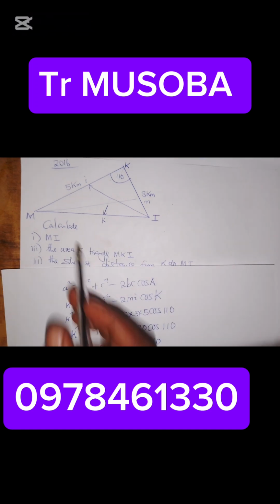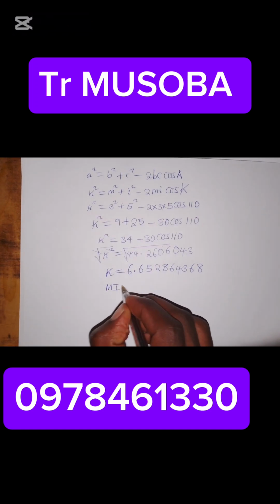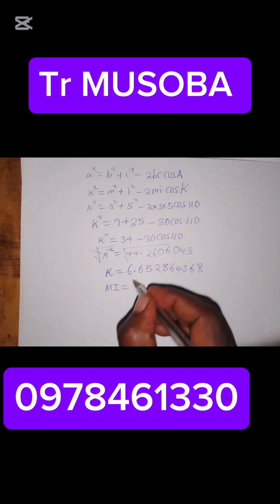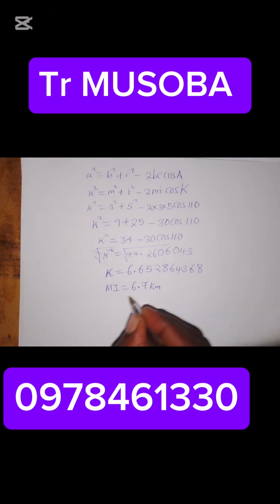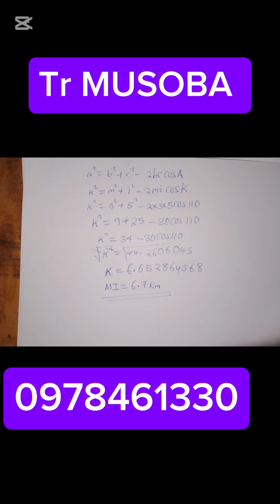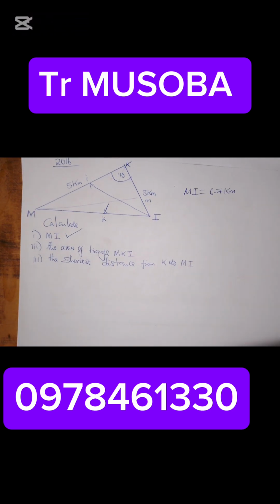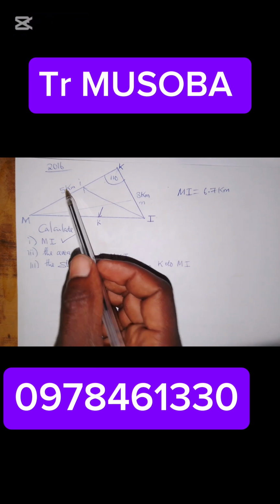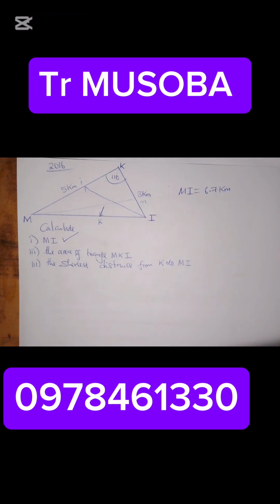Now it is MI. So we are going to substitute this to say MI is equal to, if you are told to leave the answer in 1 decimal place or 2 decimal places, you can say 6.7 kilometer, and you are done with that part. So this one is done. Now if you check, it is the longest distance because this one is 5 and this one is 3. Now let's go to the next question.